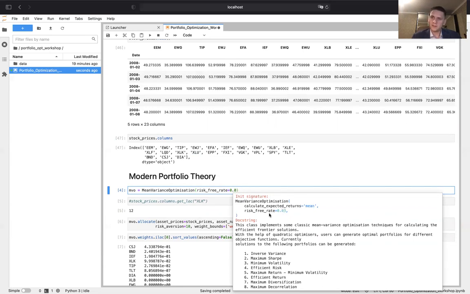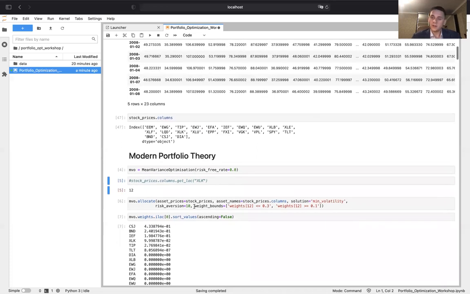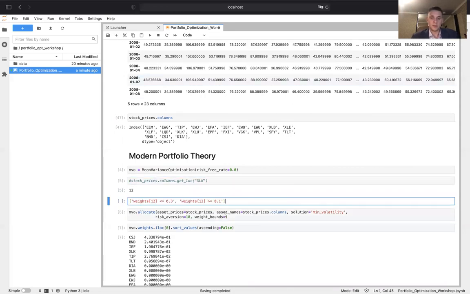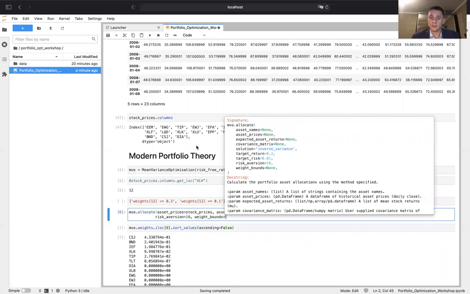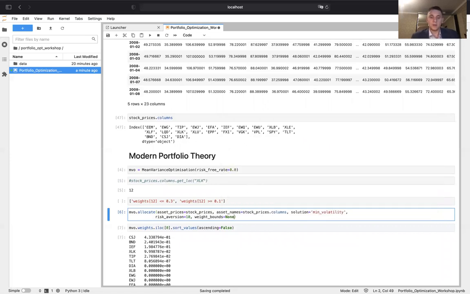As we have previously discussed, in a world of zero or negative bond yields, it is a quite well-known and useful fact that the risk-free rate is assumed to be equal to 0 in most of the papers. Now, let's start to play around with various functions from mean variance optimization. So let's take a look. Let's, for now, delete this condition and set the weight bounds to none.